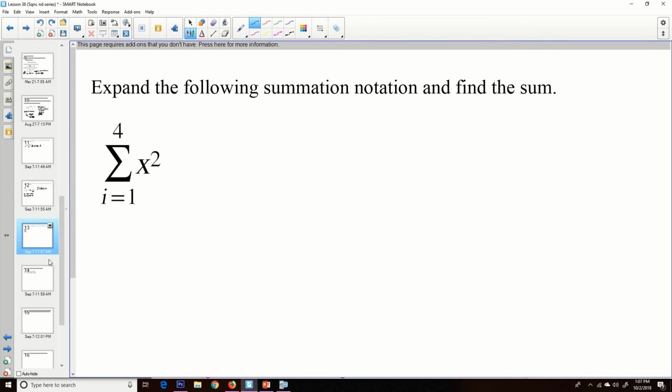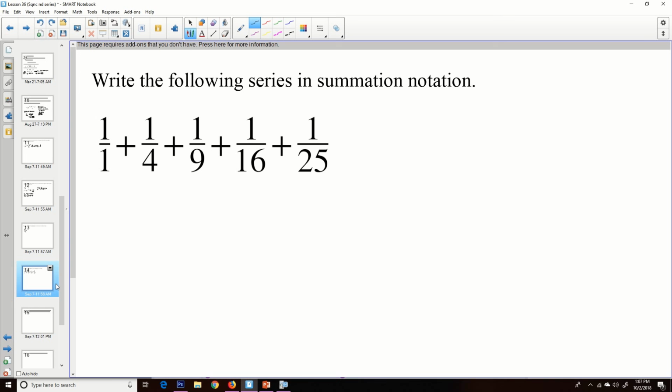Next example, expand the following summation notation and find the sum. We have already done that one. It says write the following series in summation notation. And so we want to come up with a summation like that. And so we'll use our little i and we'll start with 1. And I see 1, 2, 3, 4, 5 terms. So my upper limit is going to be 5.